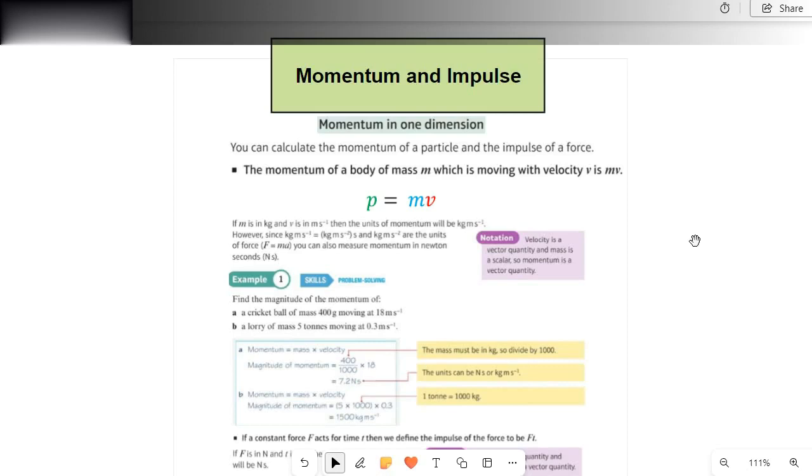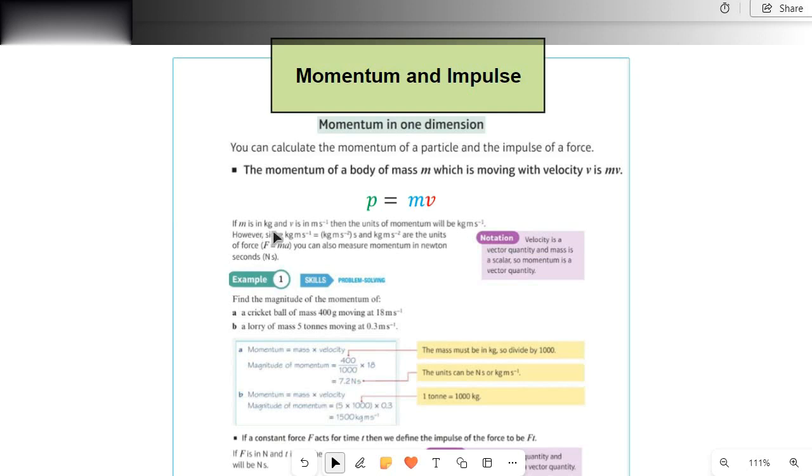In our last video, we discussed forces and friction as well as resolving forces along an inclined plane. Today, we will be discussing one-dimensional momentum and impulses. You can calculate the momentum of a particle and the impulse of a force. The momentum of a body of mass m which is moving with velocity v is mv. Therefore, we have the formula P equals mv.